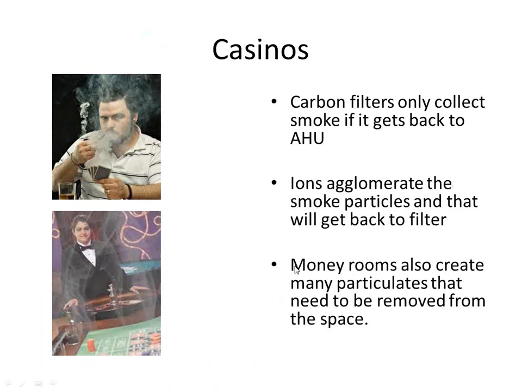Casinos, obviously, a lot of smoke. You get the air handler, but if the smoke particles don't get back to the air handler, it's not going to help. The ions agglomerate the smoke particles, and that makes them larger, and they will get back to the filter. Also, money rooms. It's quite unique that in money rooms, there's a lot of cash going through casinos, and when they sort it and put it back together, it throws off a lot of particulates. So those particulates need to be removed from the space.